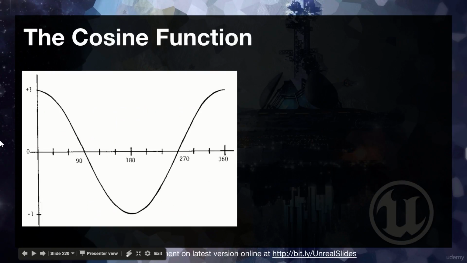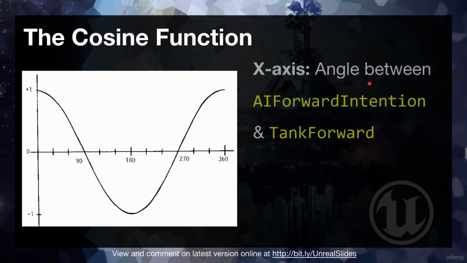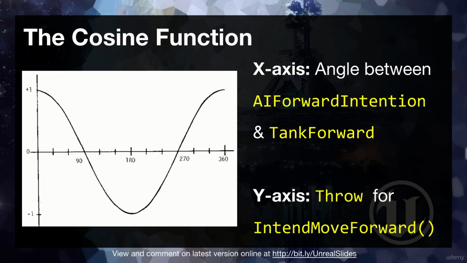We need something called a cosine function, if you remember your school. So what we're going to have on the x-axis is the angle between these two things, between the AI forward intention and the tank's forward vector. And on the y-axis, we want to end up with the throw that we're going to put in to intend move forward, the control throw. This is so the AI can literally control the controller. So let's think about this.